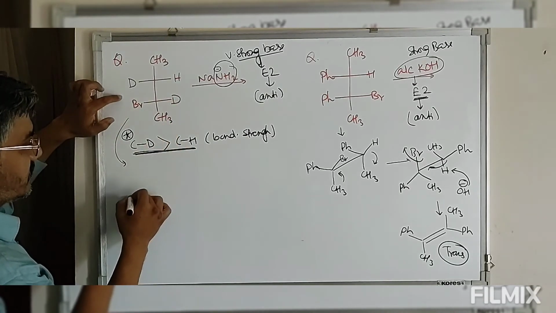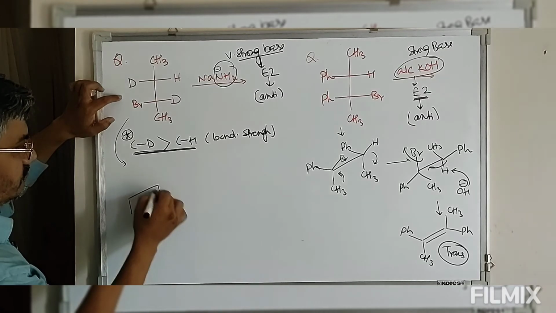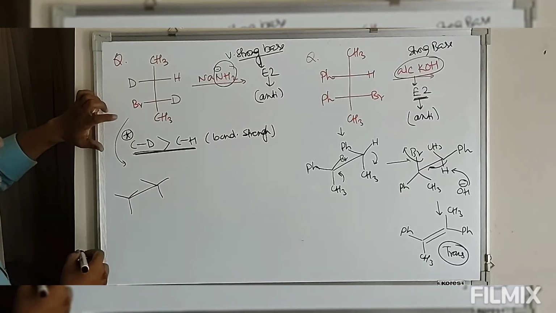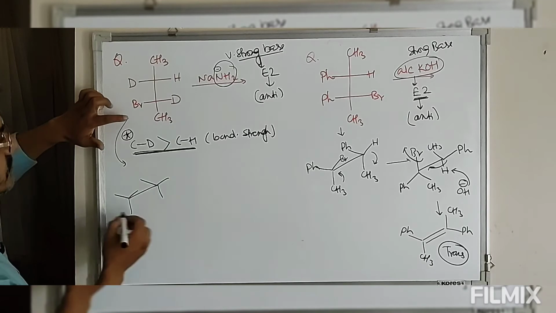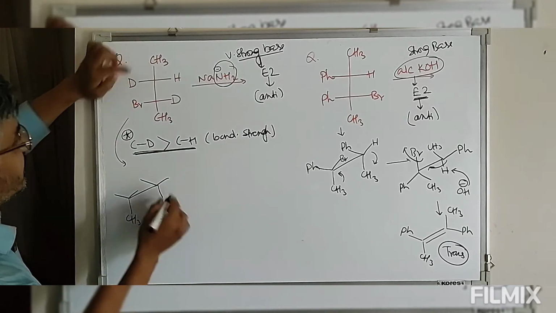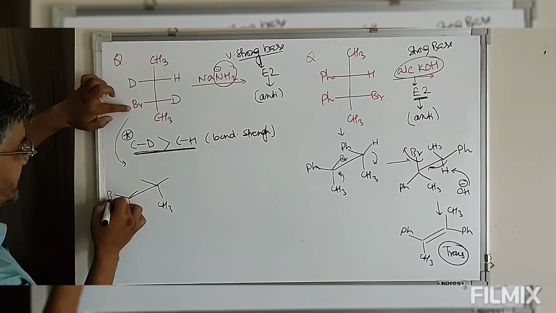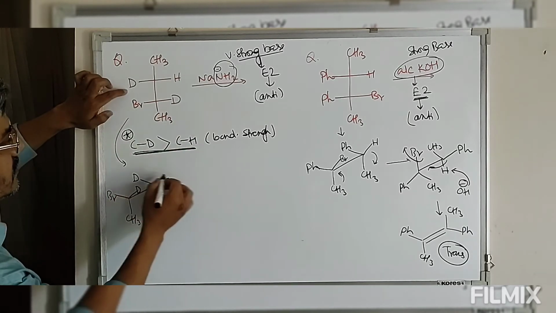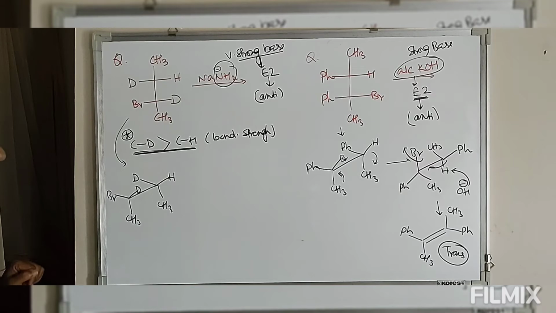So we have, look at this first. This is the eclipse form. So we start with this CH3. So CH3 is eclipsed here. Br is on the left side, so let's place it as it is. Deuterium on the right hand side, deuterium here, hydrogen here.